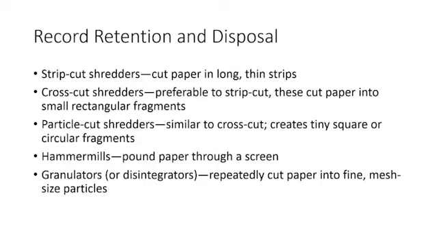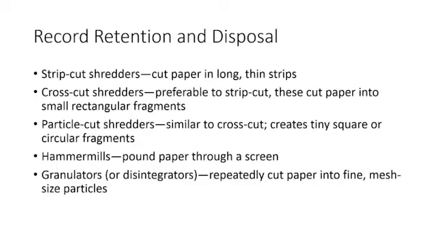You could have particle cut shredders. These are similar to cross-cut. Remember, with cross-cut, we've got the long strips, and every so often, maybe every 2-3 inches, it does a cross-cut. So the paper will come down the shredder, and a cross-cut will come across. And it goes down a little bit more, it comes across. A little bit more, it comes across. So now we've got these shorter strips, if you will. This particle cut creates tiny squares or circular fragments. So now it's even smaller. So we're getting smaller and smaller and smaller of what we're doing to these records, these pieces of paper.